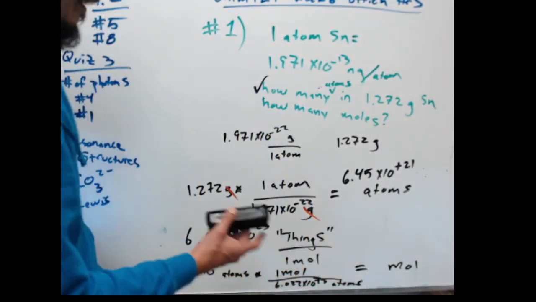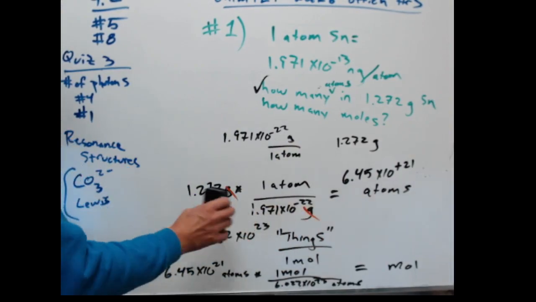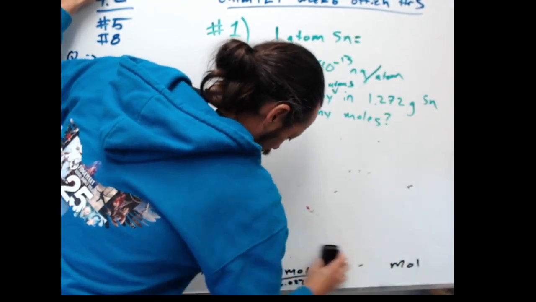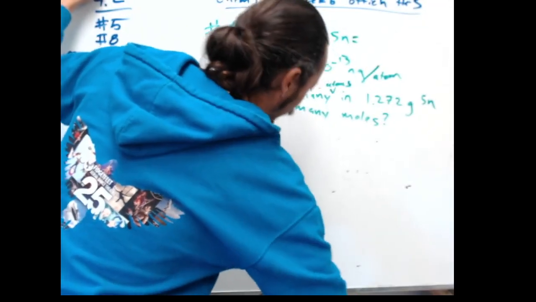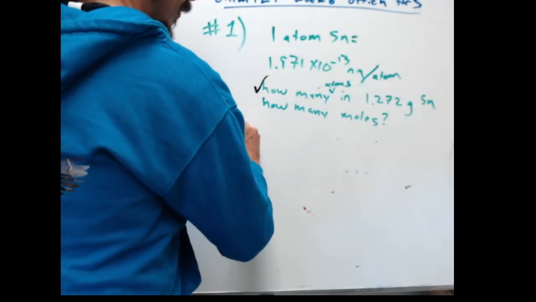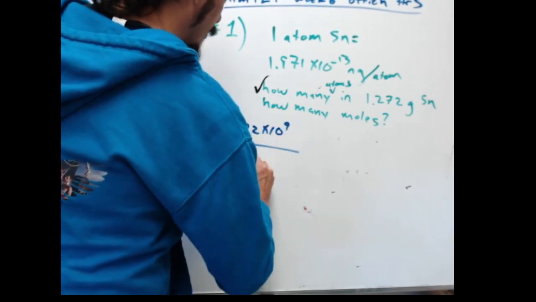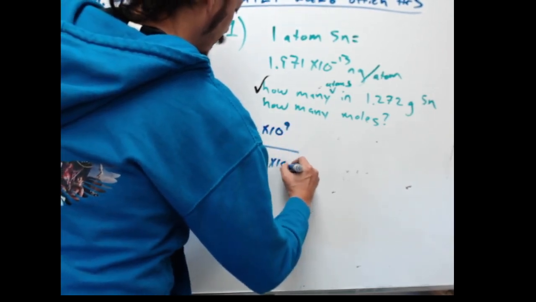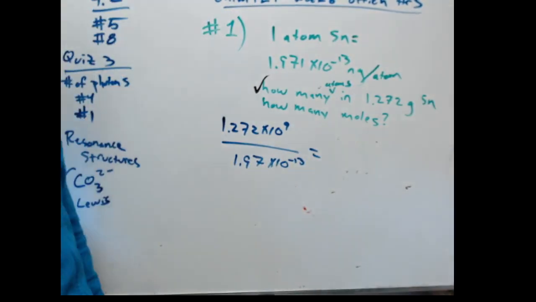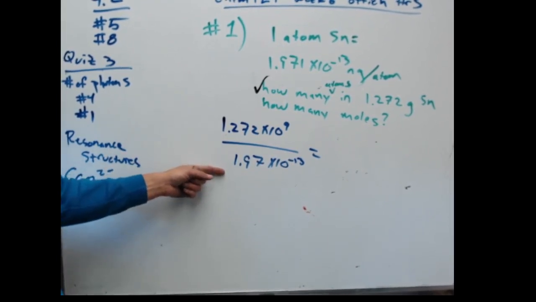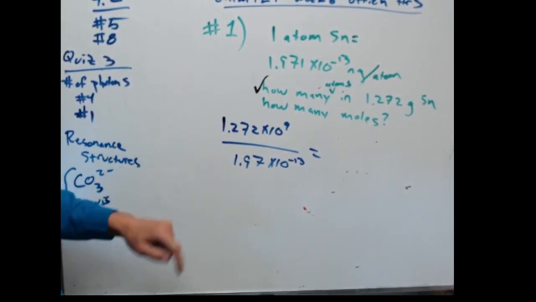So if I wanted to write this down, let's say I'm at home, I'm making an answer key for this. Here's what mine would look like. 1.272 times 10 to the 9 divided by 1.97 times 10 to the minus 13. That's all I have to write down. I converted this one into nanograms, so I didn't have to mess with the minus 22 thing, but the answer is going to come out the same.